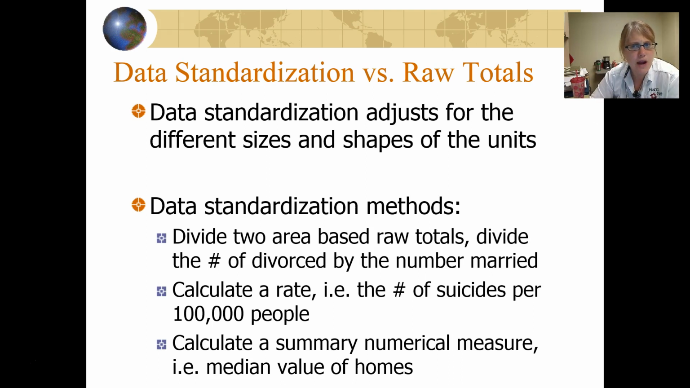So there are three different types of data standardization that you can use. You can divide by two area-based raw totals, for example, divide the number of divorced by the number of married. You can calculate a rate, the number of suicides per 100,000 people, or you can calculate a summary numerical measure like median value of homes.